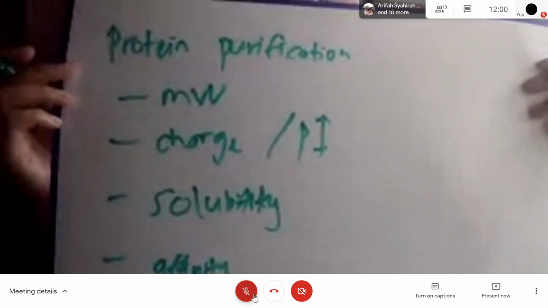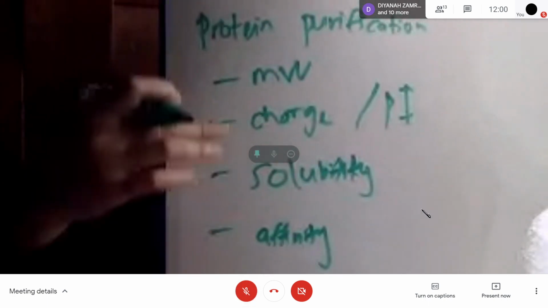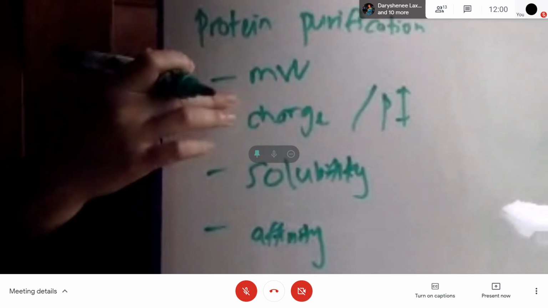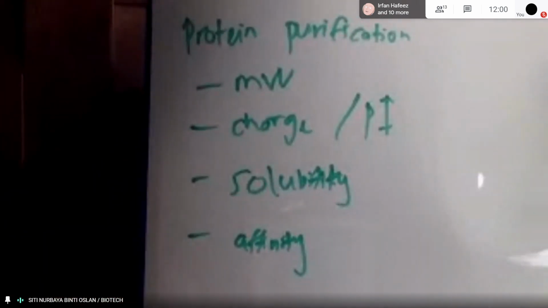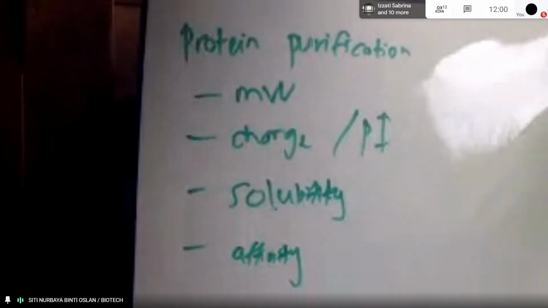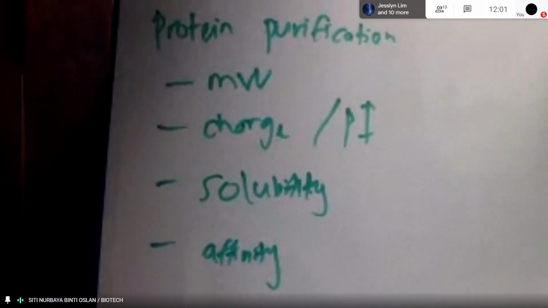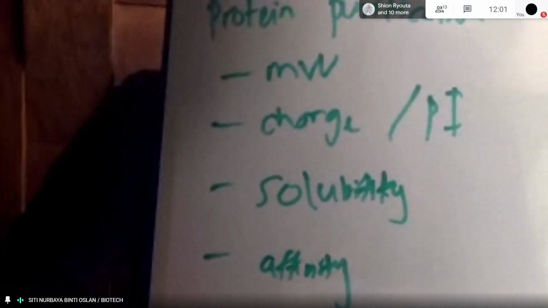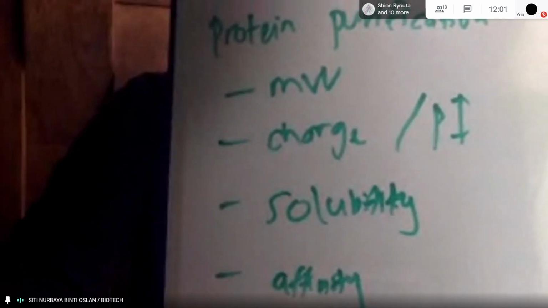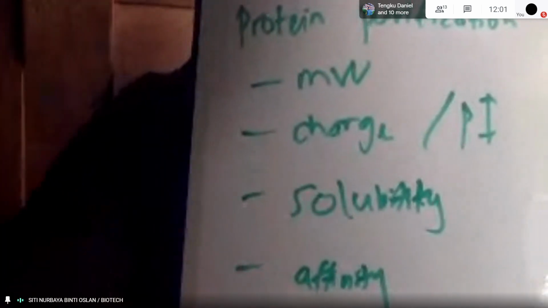Okay, so before we start to do purification, we need to know all these four. This is really important. We need to know the molecular weight, charge, solubility, and affinity of your target protein. We cannot just blindly go and say that we want to purify the protein. What is the size of the protein? I don't know. What is the charge? I don't know. What is the solubility, in which buffer? I don't know. Is there any affinity towards your protein? I don't know. So that means you have nothing to purify if you don't know all these characteristics.